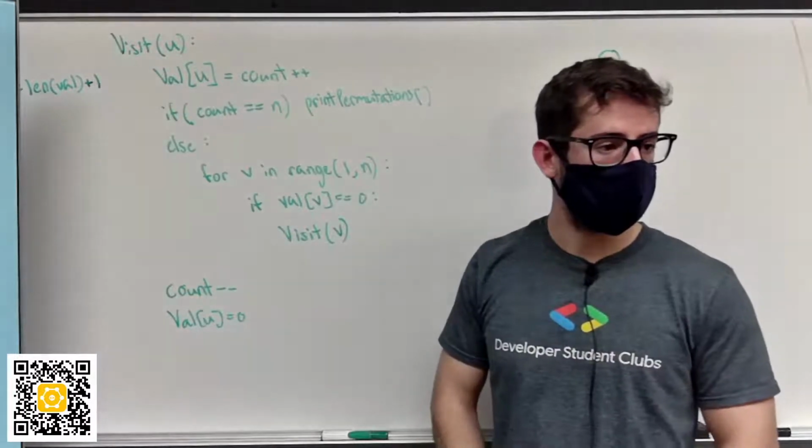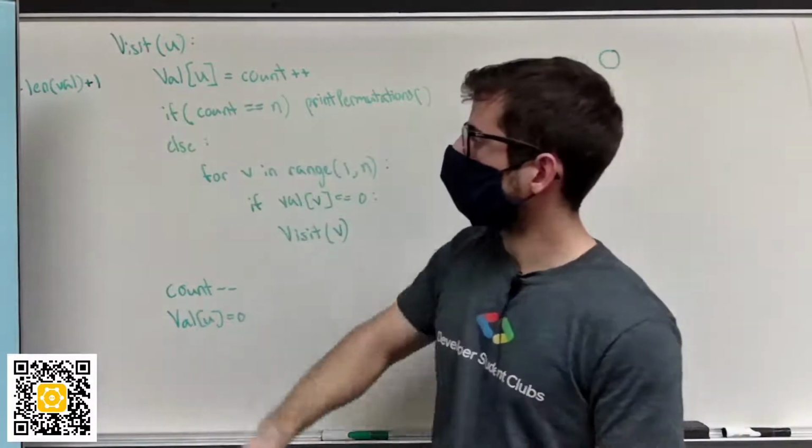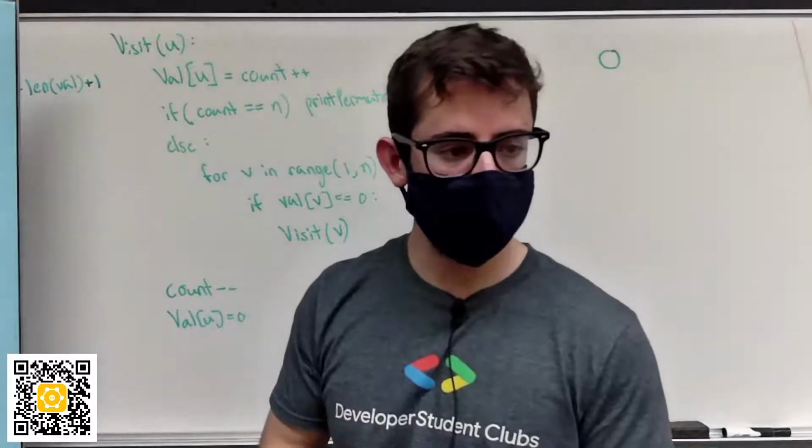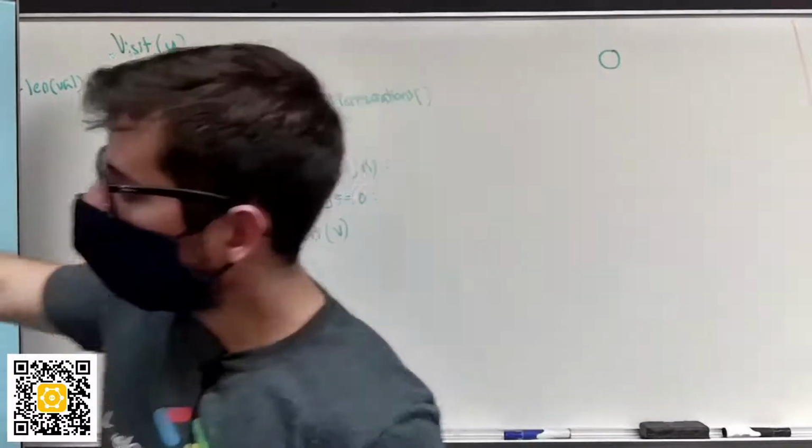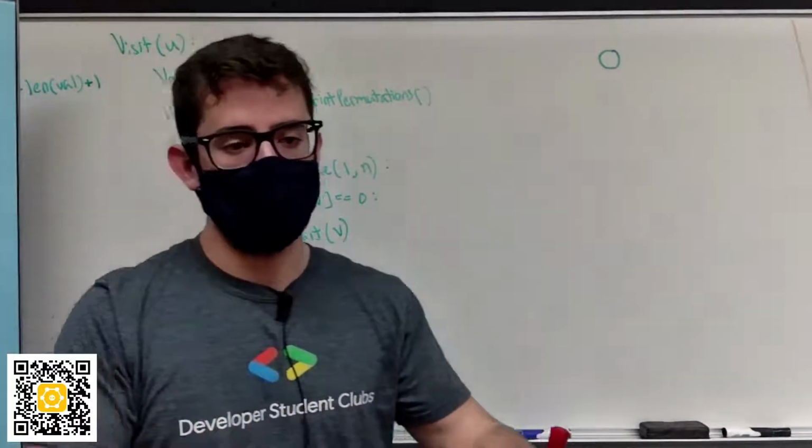U is 3. And count was previously 2. Wait, no. Count was previously 3. So count is 4 at that point, right? Yeah. So we add 3 to value, and then we increment count.